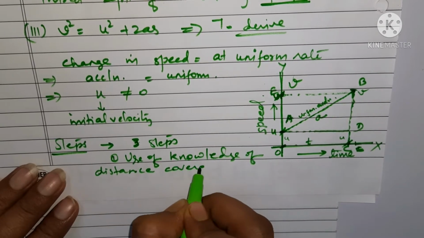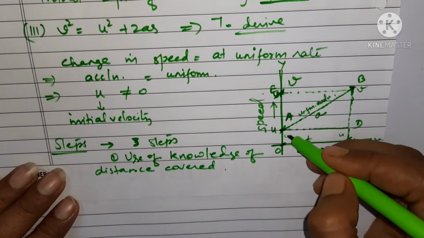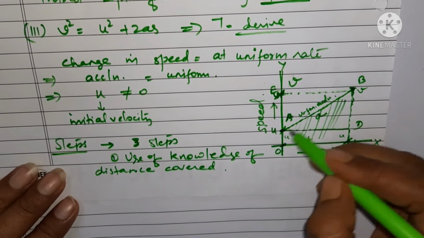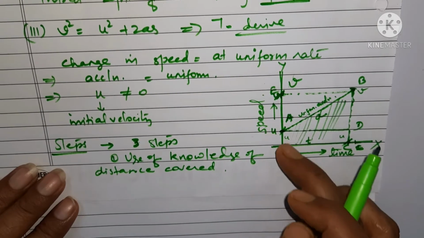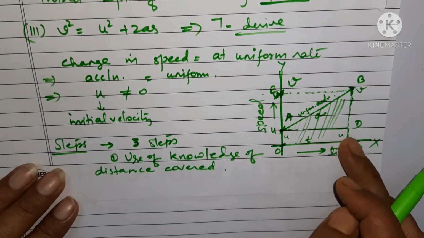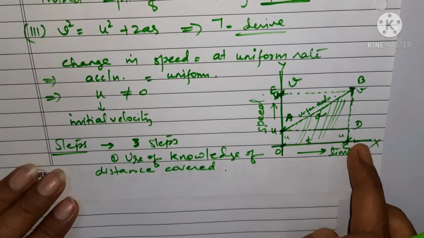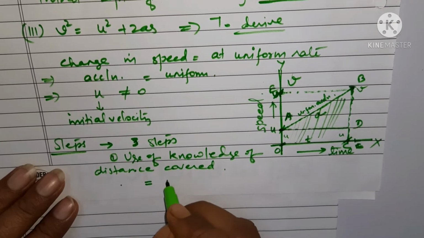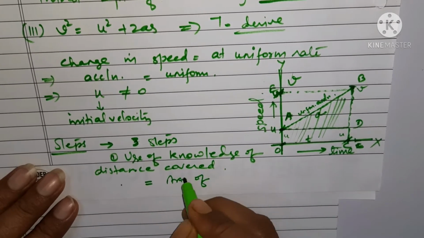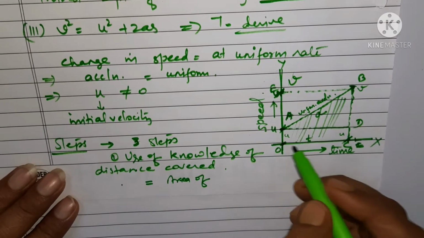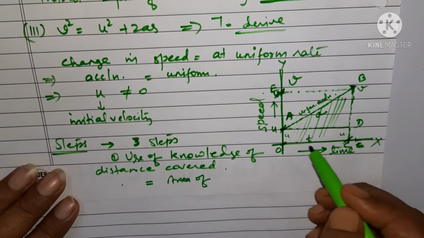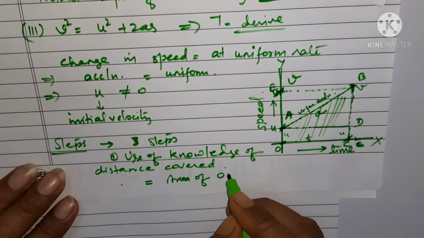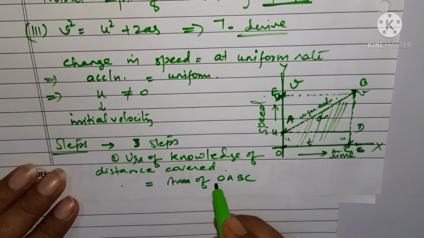Now distance covered in case of a graph is shown by the area which is enclosed within the graph and the time axis, or you can say the x-axis. So distance covered by the body will be equal to the area of, let us write, the space covered here: O A B C. So we will write here area of O A B C.